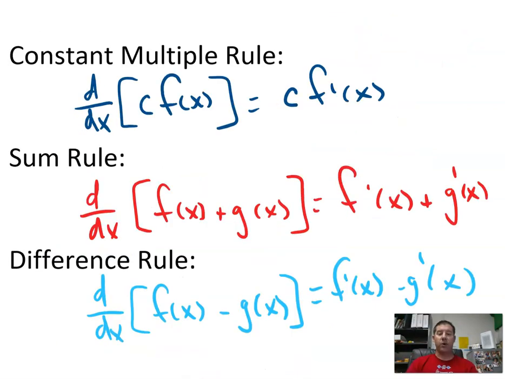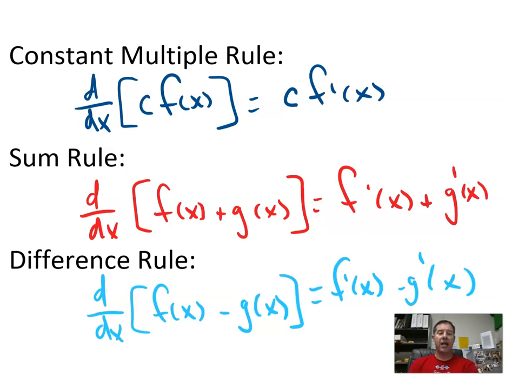Okay, here are 3 more rules coming at you. The constant multiple rule, the sum rule, and the difference rule. These stem, again, from our limit rules that we talked about back in our last unit. Basically, the constant multiple rule says if you have a constant multiplied by a function, like 3x squared, you can pull that constant out and ignore it, take the derivative of the x squared, and then multiply the 3 back in when you're done.